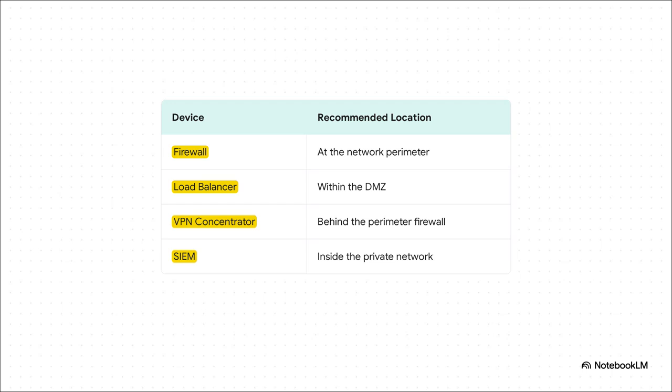Placement is absolutely everything. The firewall, of course, is the outer wall. The load balancer, it lives in that public-facing DMZ, managing the crowds. Your VPN concentrator, the keeper of all the secret tunnels, sits right behind the main firewall. And the SIEM? Think of it as the spy master, operating from the throne room, deep inside the most secure part of the network, safely gathering intel from every corner of the kingdom.